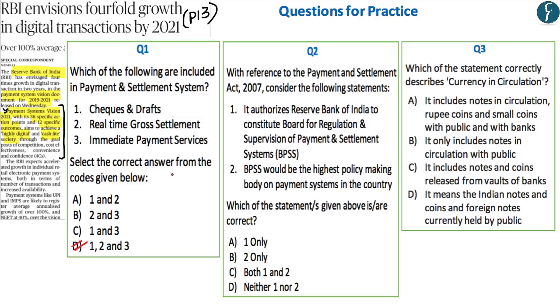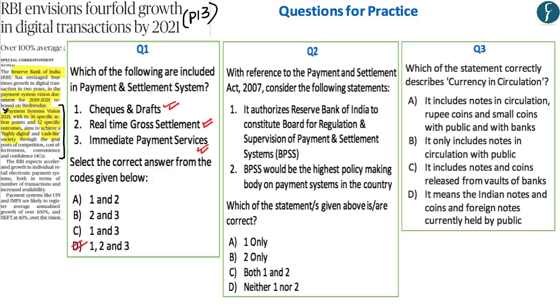Now the payment and regulatory system refers to the system which facilitates the transfer of money from a payer to a beneficiary. Therefore the payment and regulatory system includes both paper-based payments such as checks and drafts, and also electronic payment systems such as Real-Time Gross Settlement or RTGS, National Electronic Funds Transfer or NEFT, Immediate Payment Services or IMPS. Similarly, it also includes UPI and several other forms of paper-based and electronic-based payment systems.